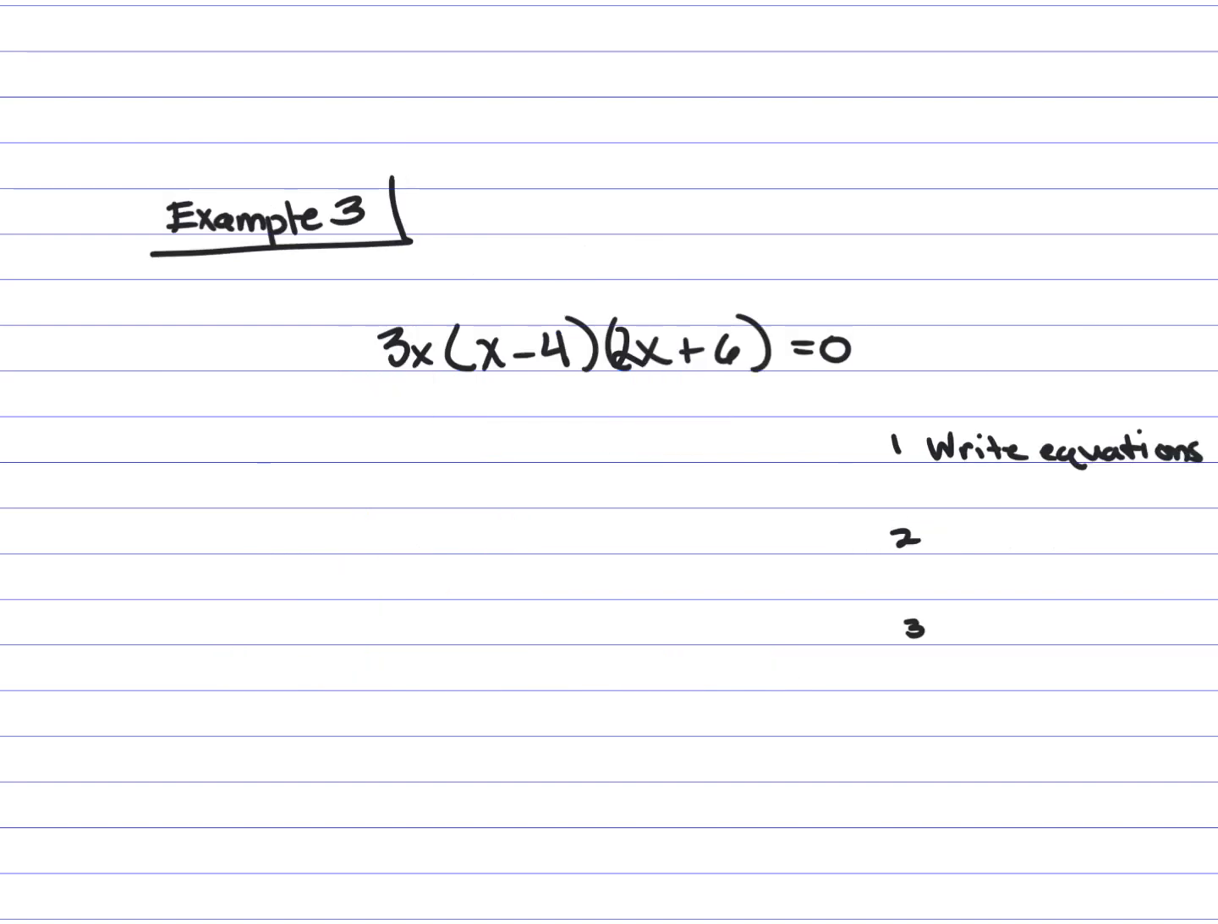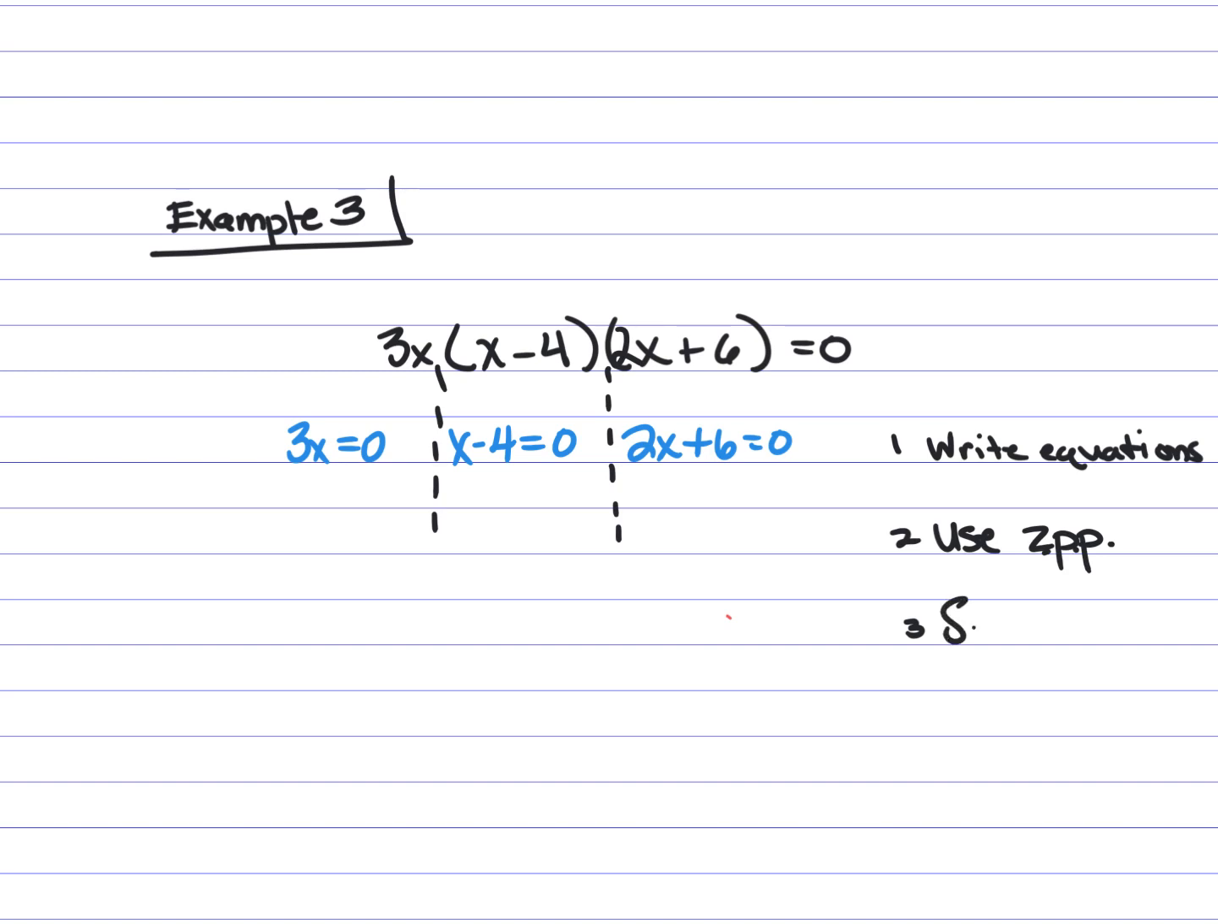And our last example, we have 3x times x minus 4 times 2x plus 6. I've written the equation. Now I'm going to use the zero product property and set each factor equal to 0. So I have 3x equals 0, x minus 4 equals 0, and 2x plus 6 equals 0. Now let's solve for x.